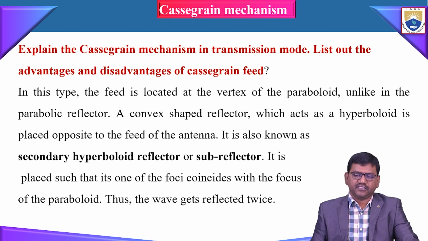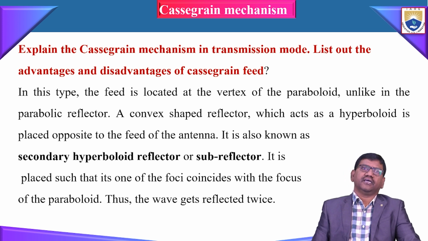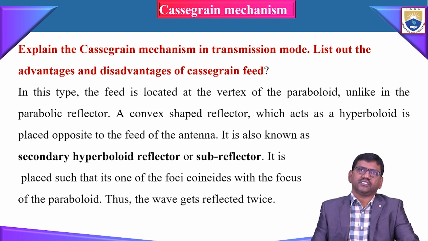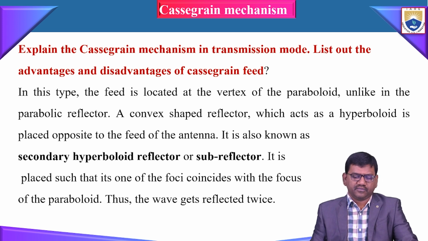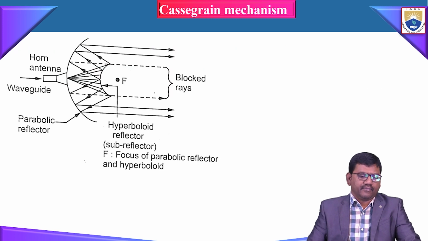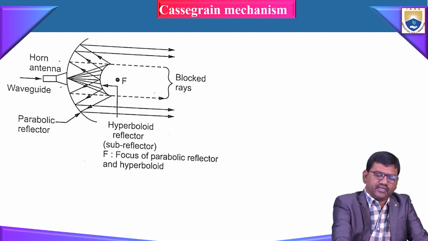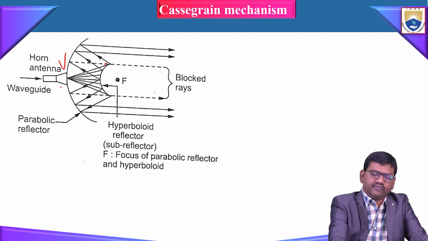Explain the Cassegrain mechanism in transmission mode. List out the advantages and disadvantages of the Cassegrain feed system. In the Cassegrain feed system, we use a subreflector antenna, and the primary source antenna is placed on the vertex of the main parabolic reflector antenna. Here we have two types of reflectors: one is the subreflector, the other is the main reflector. On the main reflector vertex, we place a horn antenna.